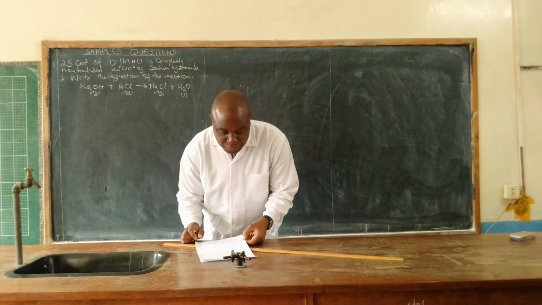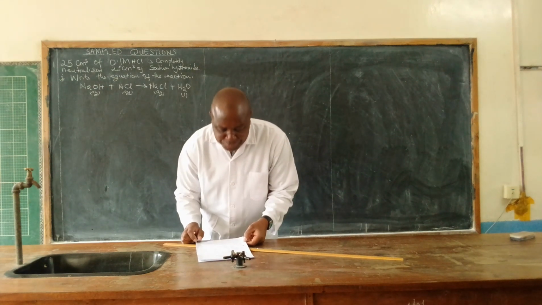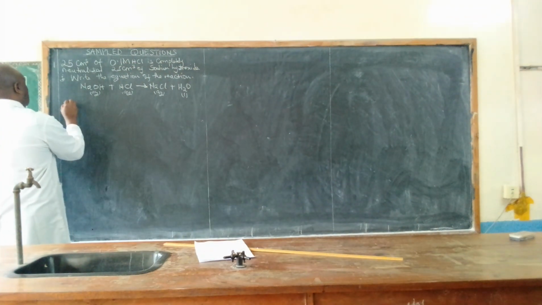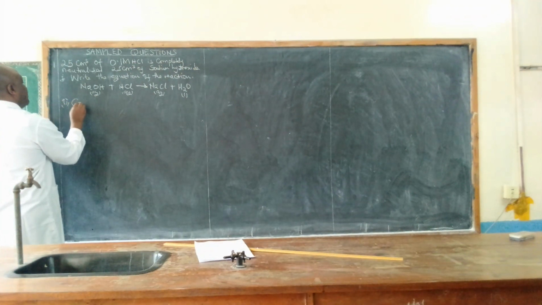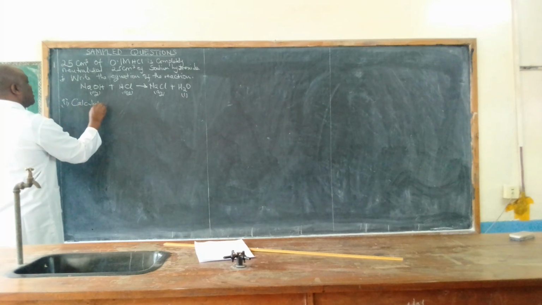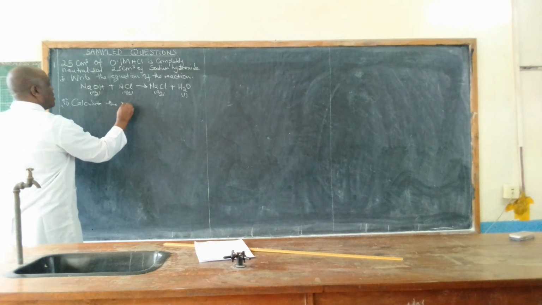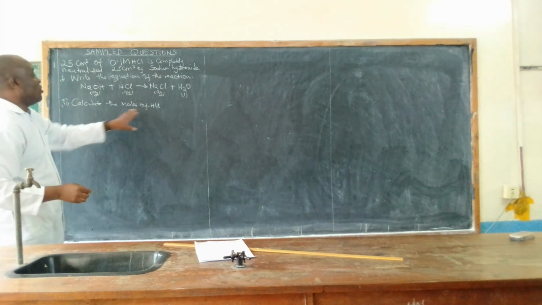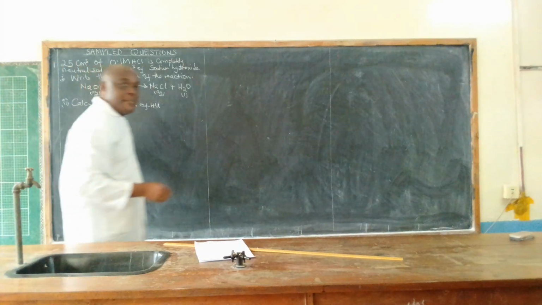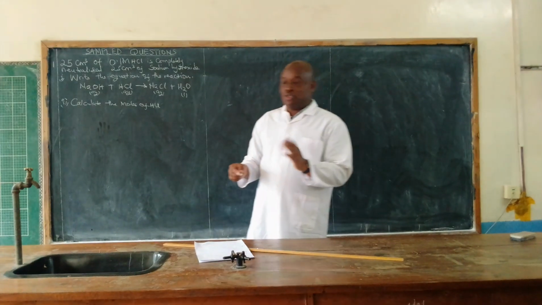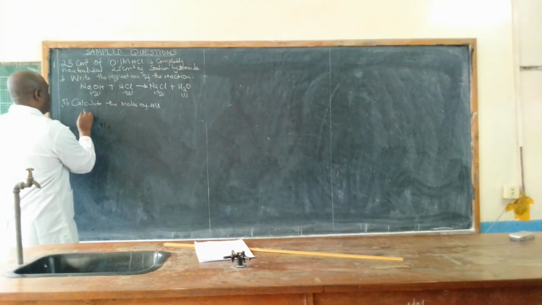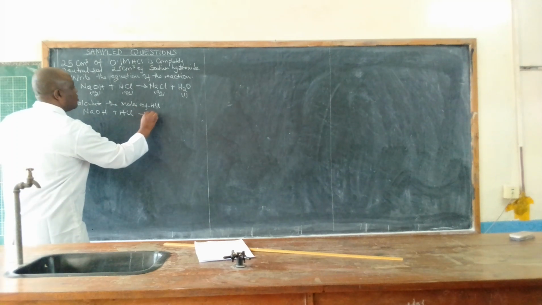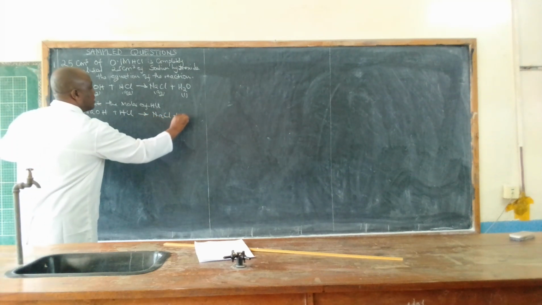So we go to question 2, question Roman 2. Calculate the moles of hydrochloric acid. In this case, we must also write the equation first so that it can guide us in our calculation. So we are going to write this equation: sodium hydroxide plus hydrochloric acid is going to give us sodium chloride plus water.